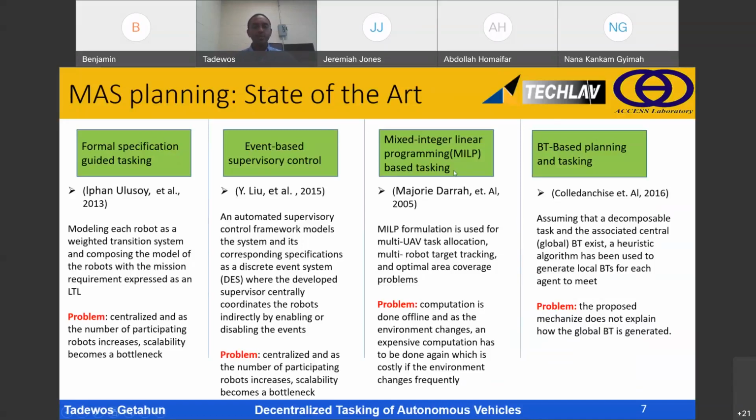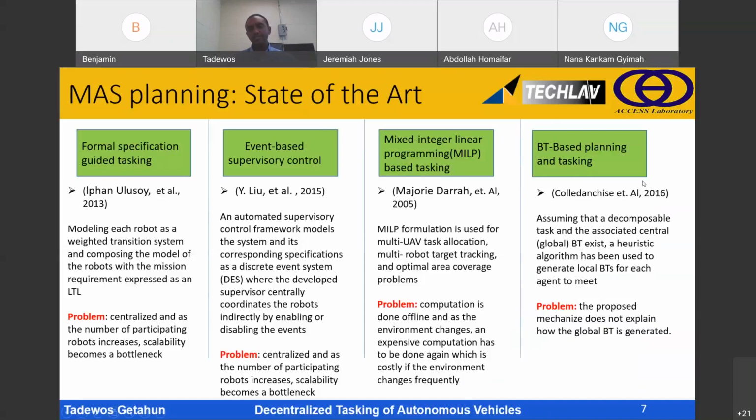Here we have mixed integer linear programming. Mixed integer linear programming has many advantages. It gives you the optimal solution for a task. However, whenever there is a change, or when agents operate in a dynamic environment, this calculation has to be performed again and again, which can be time consuming.